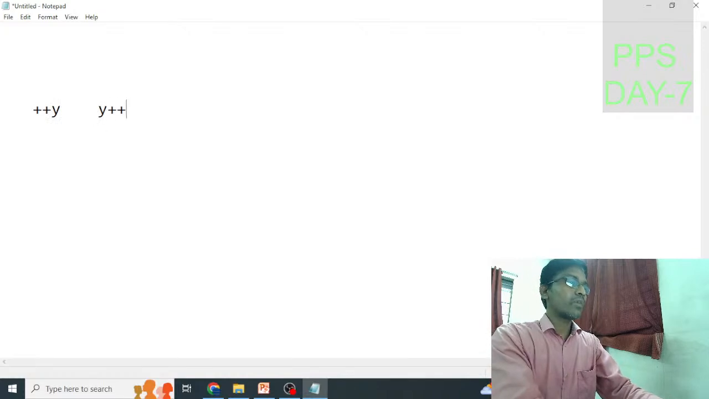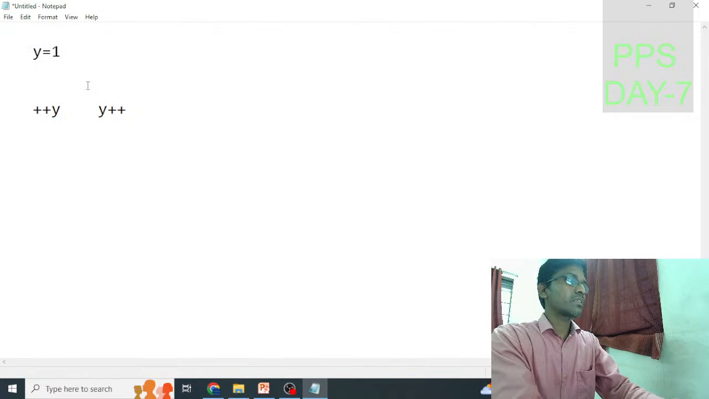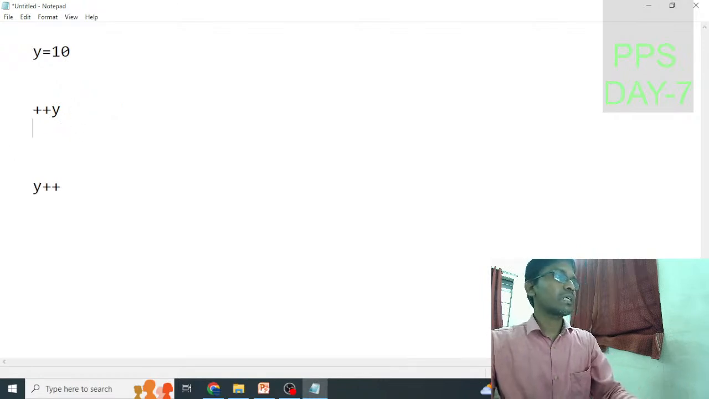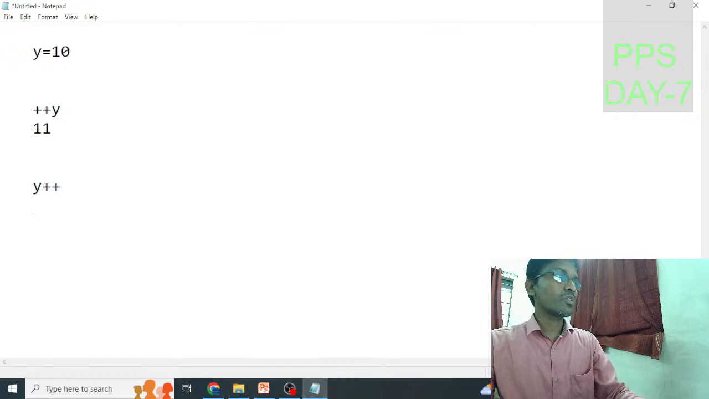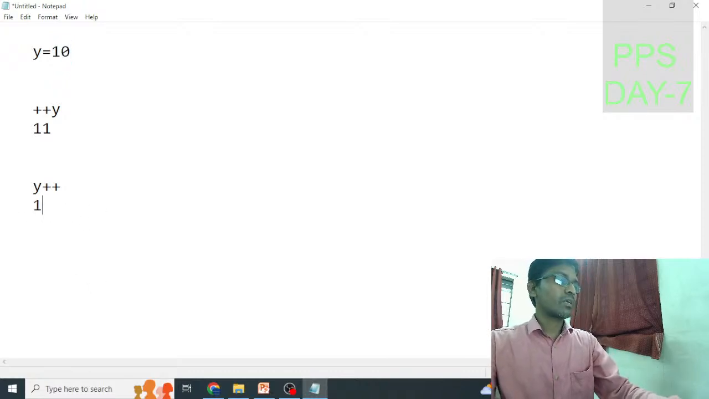If it is y++, it is a post increment. For example, here I take y is equal to 10. Then what is ++y here? The ++y will be incremented immediately. It will increment the y value immediately and assign it to the expression, so ++y gives 11. If it is a post increment operation, first the y value will be assigned to this expression, so the y value will be 10 only.